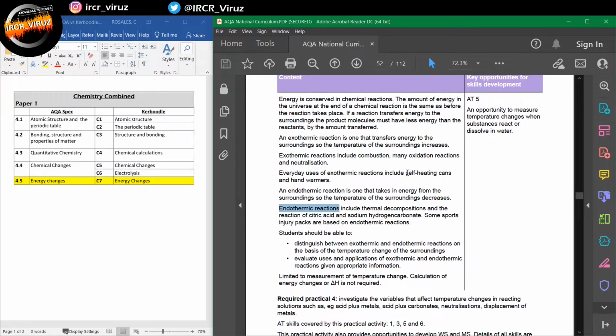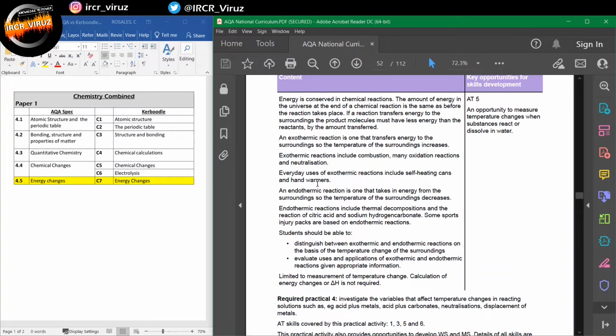Now the self-heating cans might be a question. They might ask you to evaluate self-heating cans and hand warmers, or two types of hand warmers, for instance. Because there are some hand warmers that you can use once, and they give you a lot of energy, but it doesn't last for too long. It gives you loads of energy, very nice and warm for a couple of minutes, maybe hours.